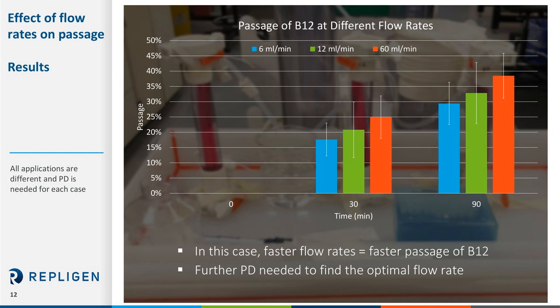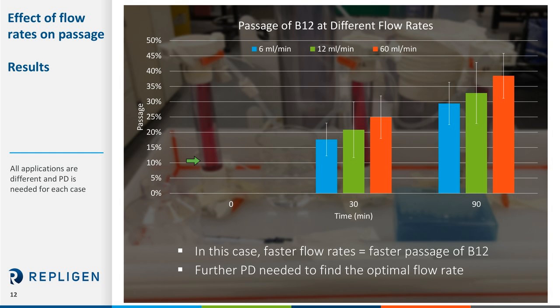And in this case, we found that a faster flow rate is indicative of a faster passage of vitamin B12. You can see here in orange, this is our 60 mL per minute, and it led to the fastest rate. In our case here, we're using DI water, so using 10x isn't too much of a big deal. Further PD would be needed to find the optimal flow rate. Optimal isn't always the fastest, especially if you're dealing with a buffer that is onerous to make or something that's just costly. So you may want to find your optimal low flow rate to try to conserve buffer.